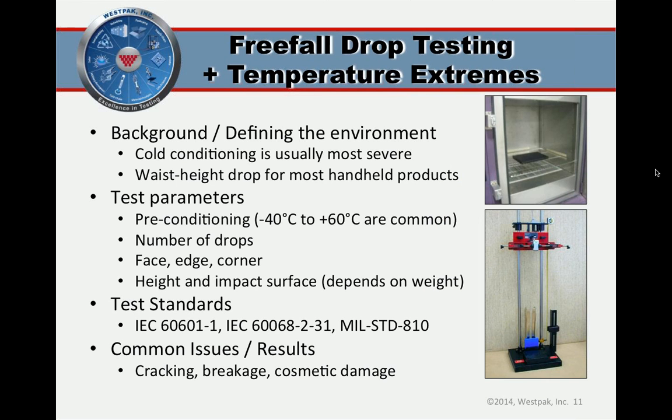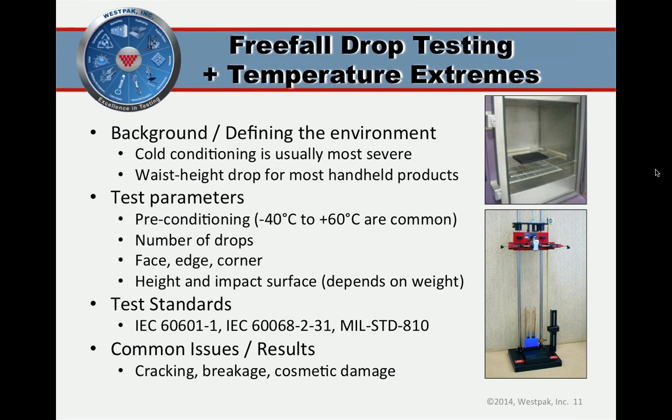And in general, we use a waist height drop for most handheld products, so usually 1 meter is used as the drop height. Although we see 1.5 and 2 meters pretty commonly depending on the product. The test parameters, typically you'll precondition the samples at either minus 40 C or minus 20 C, and then on the warm side, plus 60 C or so is pretty common. Just the way the testing works, generally we have to precondition the samples, very quickly remove them from the chamber, and immediately subject them to the product drop.